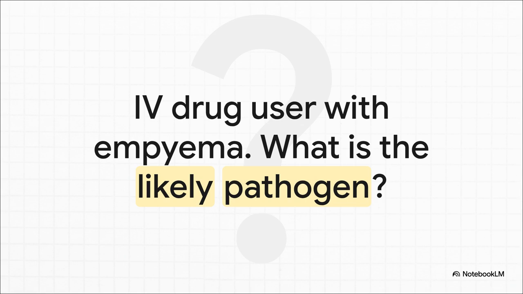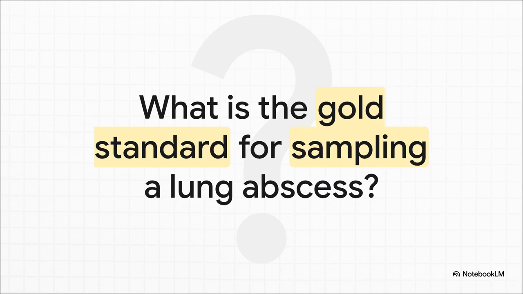The answer has to be C, Staph aureus. The trifecta of IV drug use, an infection that's forming pus pockets and not responding to standard therapy, that just has S. aureus written all over it. And you've got to be thinking it might be seeding from right-sided endocarditis. Last question, and this one's a big one for diagnostics. What is the absolute gold standard for getting a sample from a suspected lung abscess?